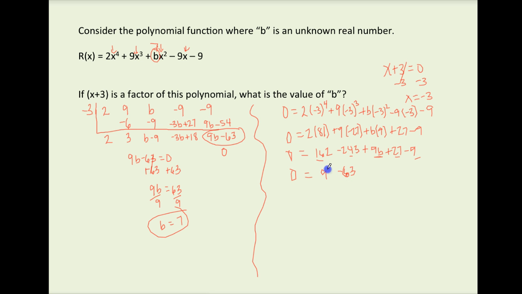So I have 9b minus 63 equals 0, and once again I'm just solving that to find out what b is. And again, this comes from the fact that if x plus 3 is a factor, then negative 3, when you put it into the polynomial, should give you 0. So we know negative 3 plugged in should equal 0, and so we are just solving to see what b would have to be for that to be the case. And once again, we get 63 equals 9b, and when you divide both sides by 9, I get b is 7.